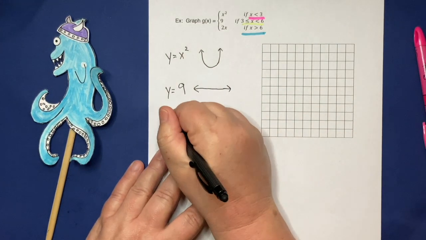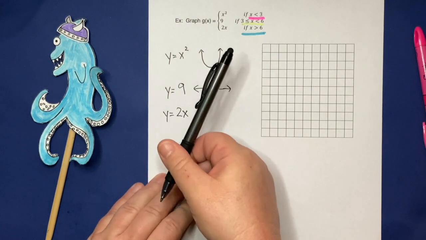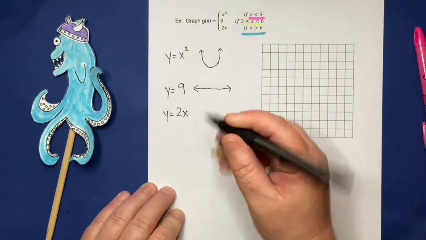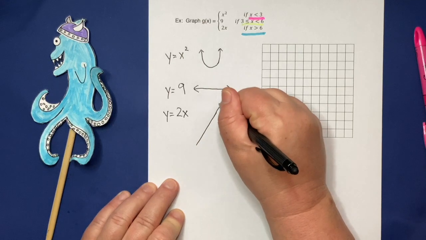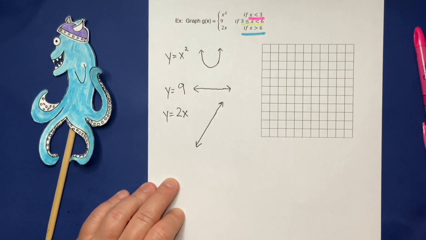And then y equals 2x is a line with slope 2. So it goes up and it's slightly slanted more than just y equals x. So it may actually be a little bit steeper than that. But basically, those are the basic shapes.